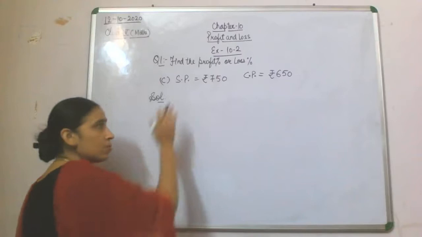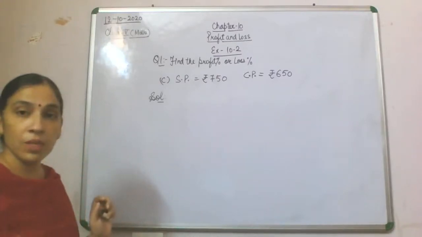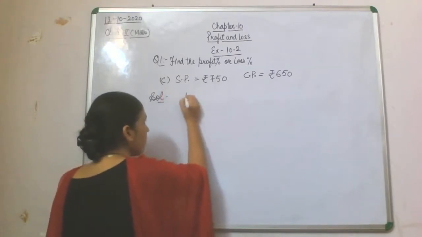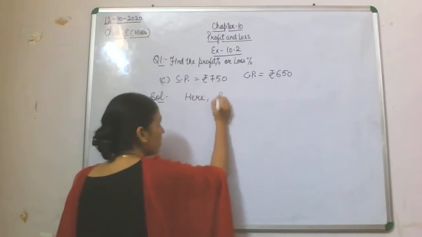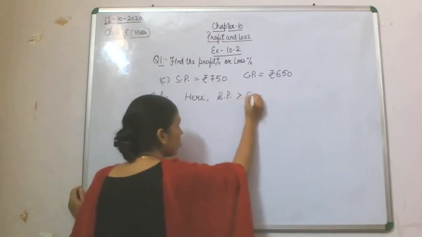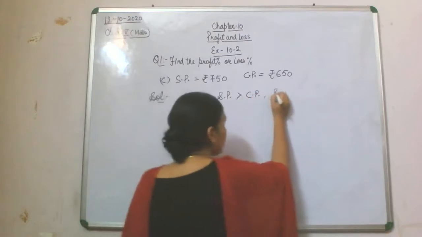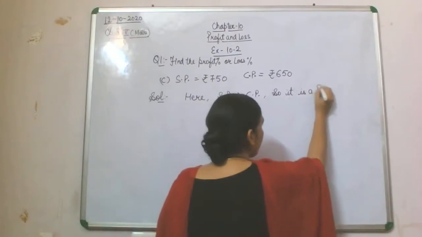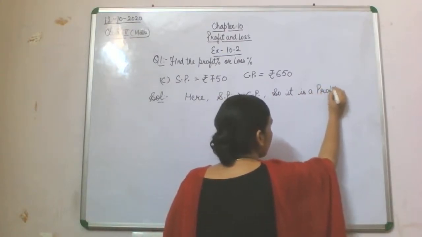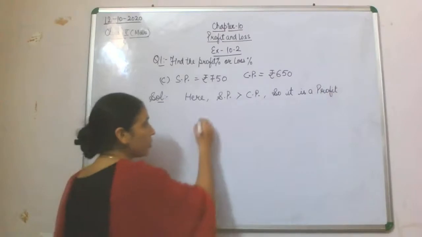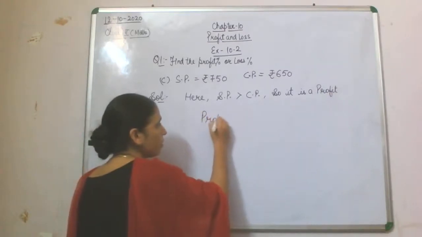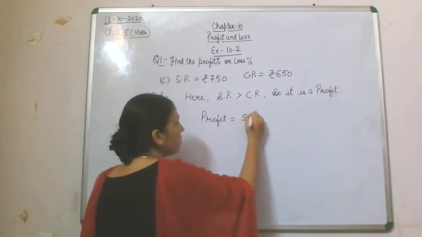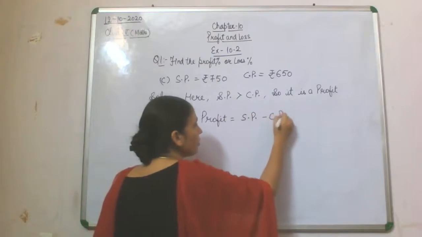So if I look at these values, we can find it out. Now here selling price is more. It means you are getting a profit. So we'll write it that only. Here selling price is greater than cost price, so it is a profit. So if it is a profit, we'll calculate first that profit. Now that will be selling price minus cost price.